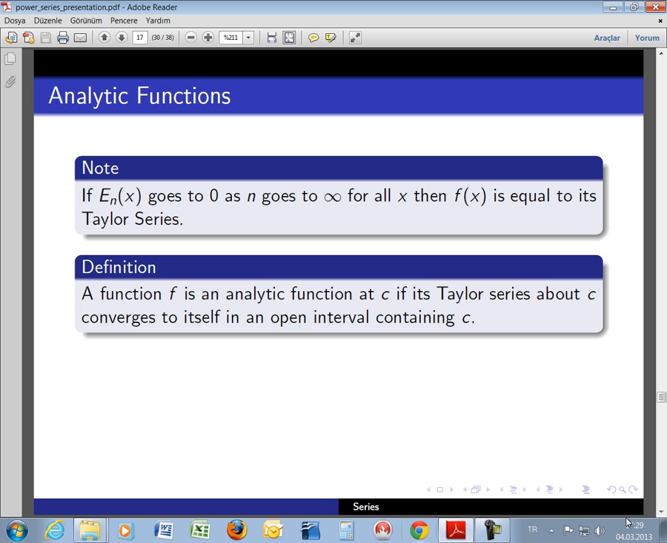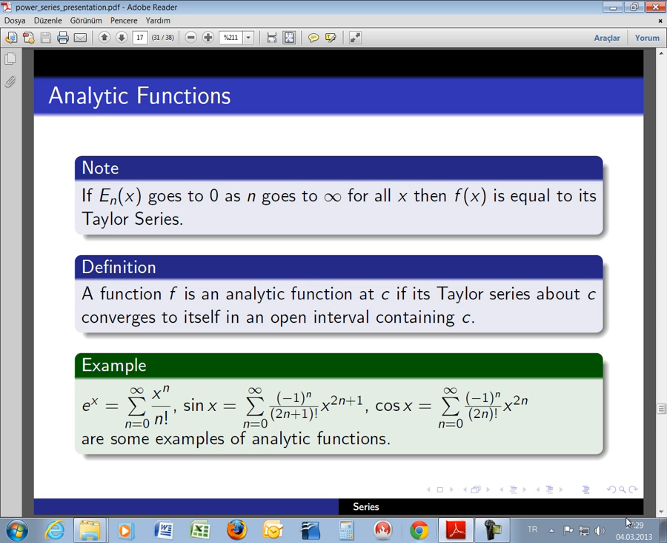Now I want to give a definition: a function f is an analytic function at the point c if its Taylor series about c converges to the function itself. For analytic functions, we have given some examples, such as e to the power x equals the power series sum of x to the power n over n factorial. Sin x and cosine x are also examples of Taylor and Maclaurin series.